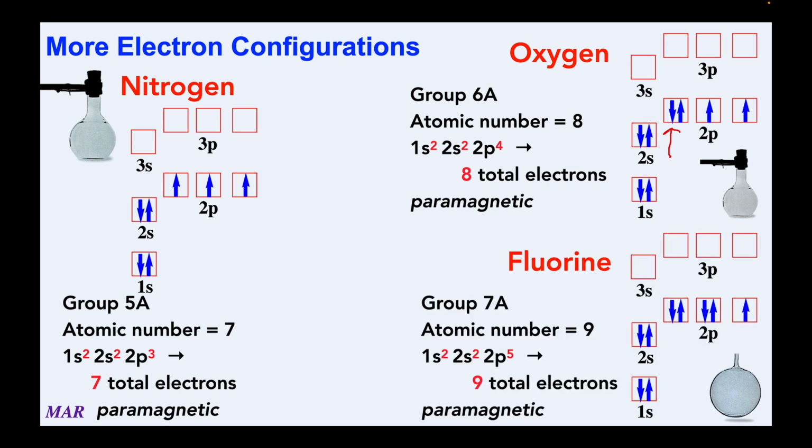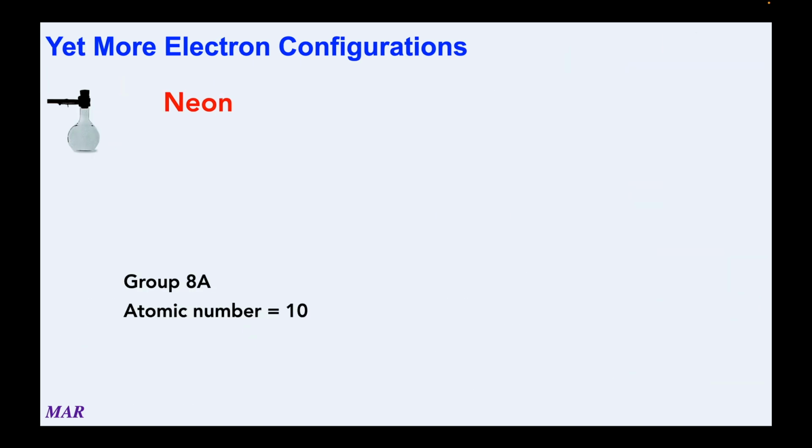Fluorine, with 1 more electron than oxygen, will pair up another one of those. It's also paramagnetic, 1s2, 2s2, 2p5. Again, nitrogen would be considered most paramagnetic because it has the most unpaired electrons. 3 unpaired is more than 2, which is more than 1, etc., etc.